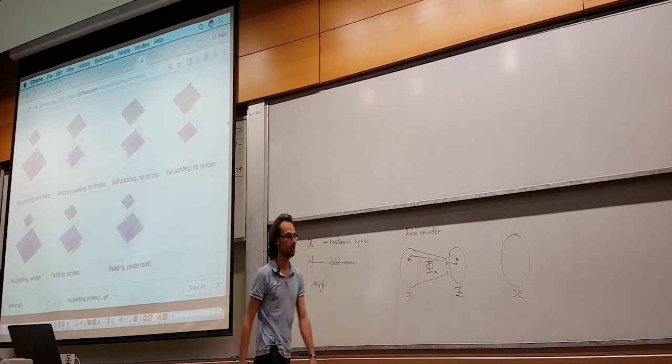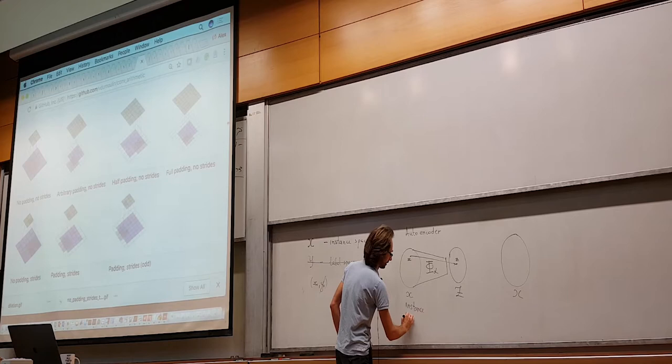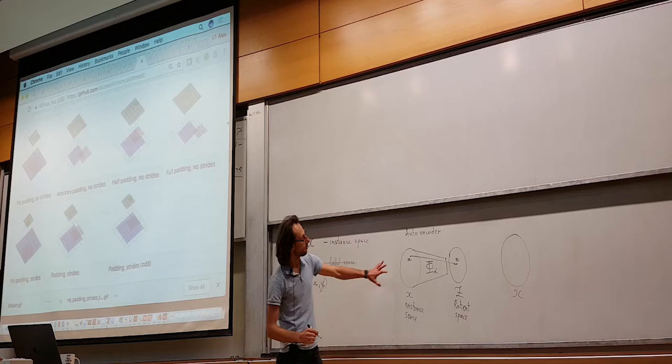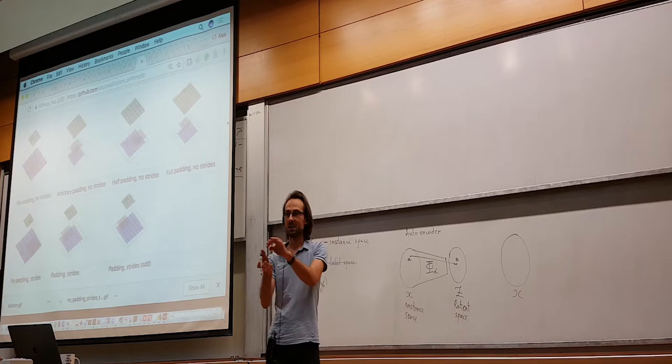This, of course, is our instance space. And this will be called what is usually referred to as a latent space. Okay? So basically, we are going to take an instance and encode it using a vector in this latent representation space. So let's call this part an encoder.